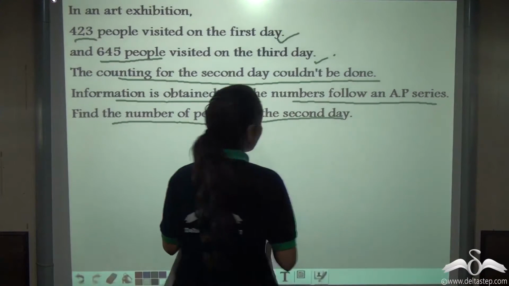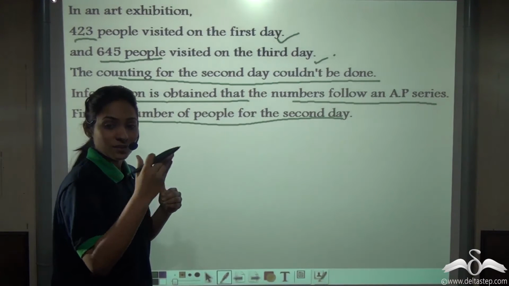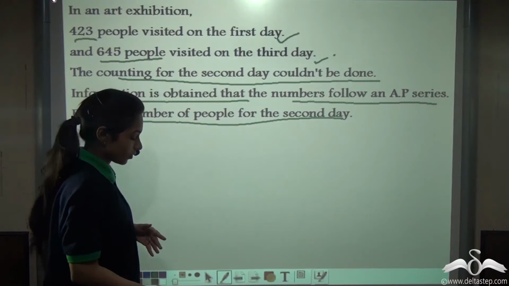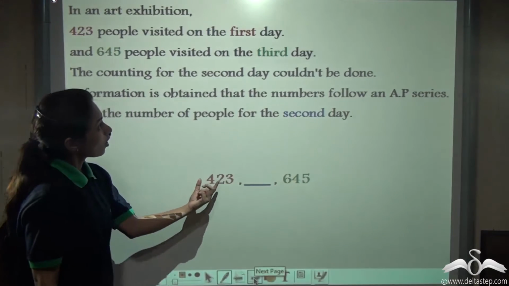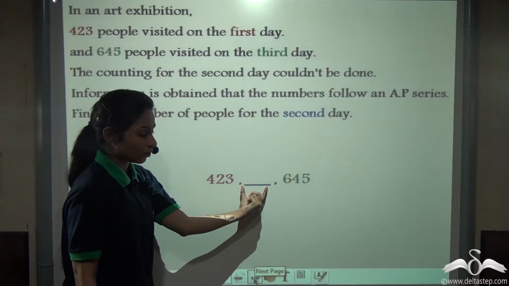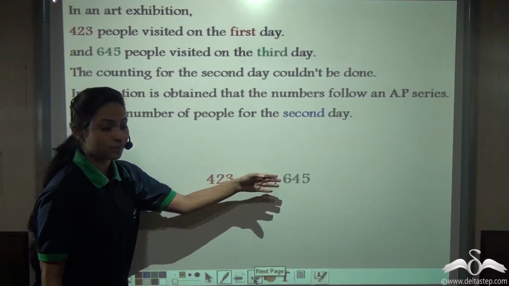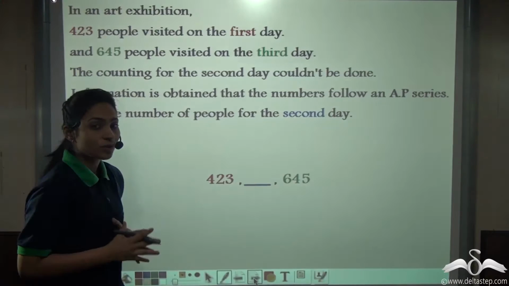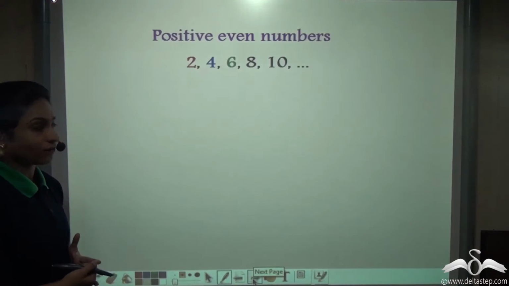Now, we know that if 3 numbers follow an AP series, that means the constant difference, or the difference between 2 consecutive terms, is constant. So, we can say that for the first day, 423 people visited. On the second day, we do not know. And on the third day, 645 people visited. So, these 3 numbers are in an AP series, but we do not know the second number. How do we find it? Let's take an example and then we will solve that.